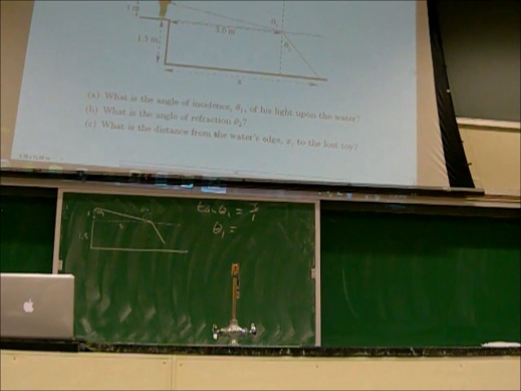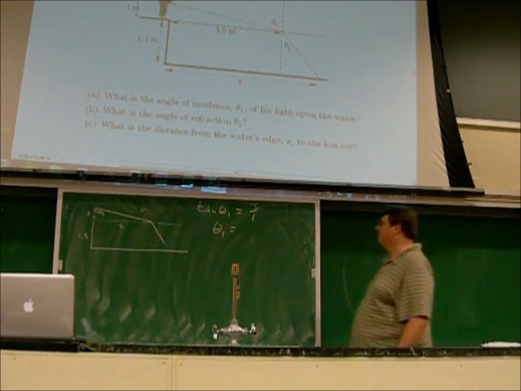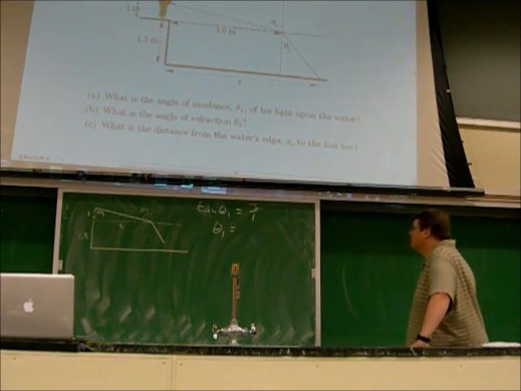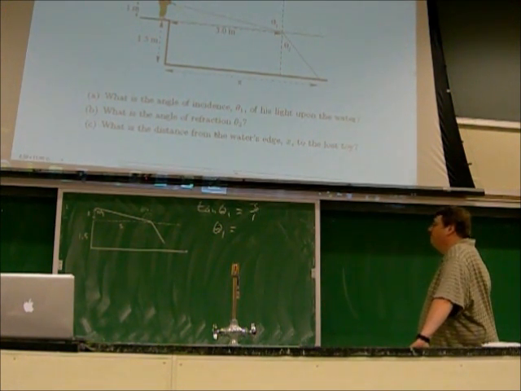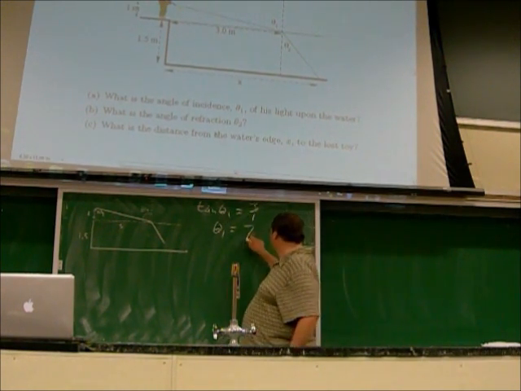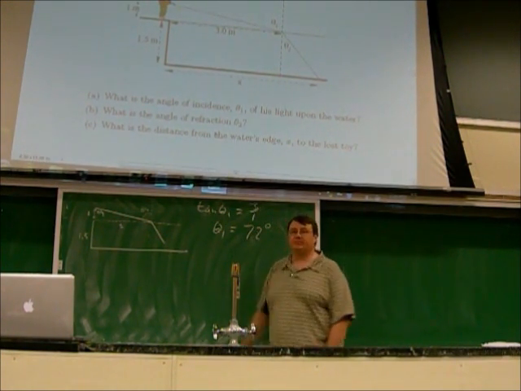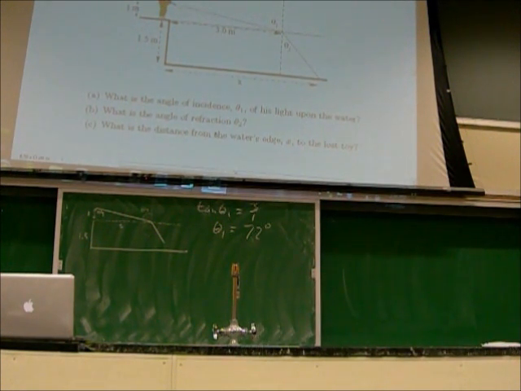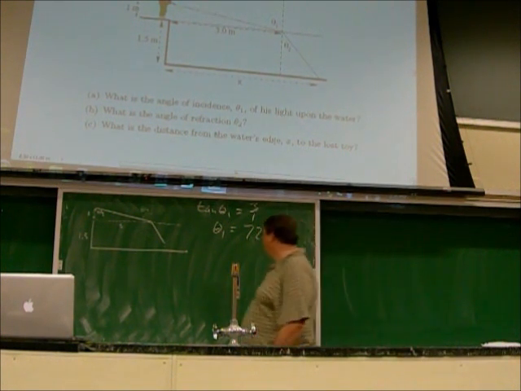Is it X over Y or Y over X? Opposite over adjacent. So it's Y over X. Okay, so what do I get? 72. Okay. Snell's law.